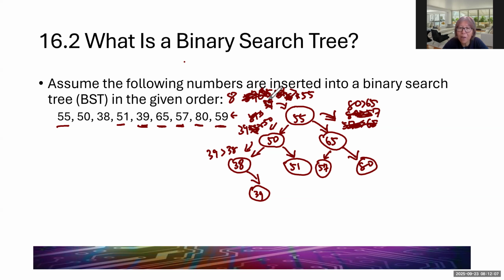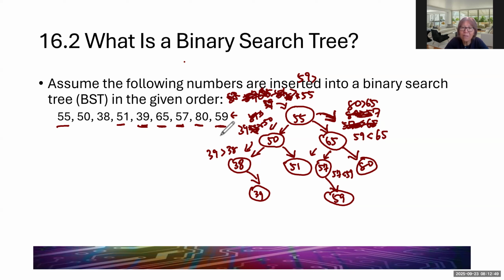And then 59. 59 is greater than 55, so go to the right. And then compare with 65, it's less than 65, so it should go to the left. And then compare it with 57, it's greater, so it should go to its right. There are no branches, so you create a new node as the right node of the 57 node. So now we get 59 inserted.